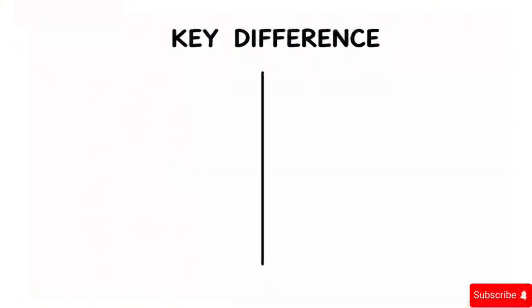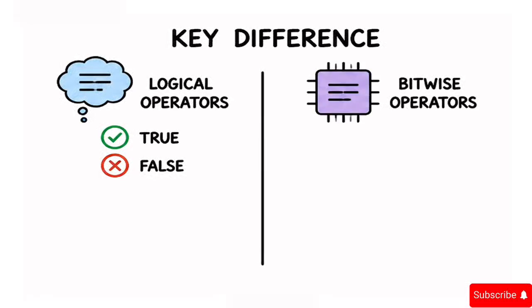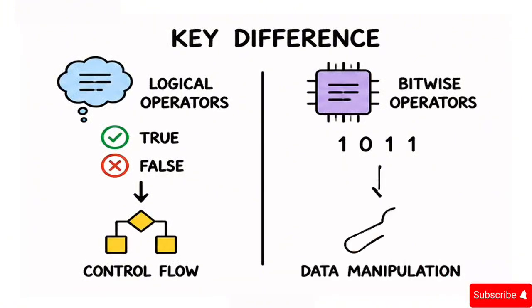So remember the key difference. Logical operators decide true or false for whole conditions. Bitwise operators work on individual bits inside numbers. Use logical for control flow and bitwise for low-level data manipulation.